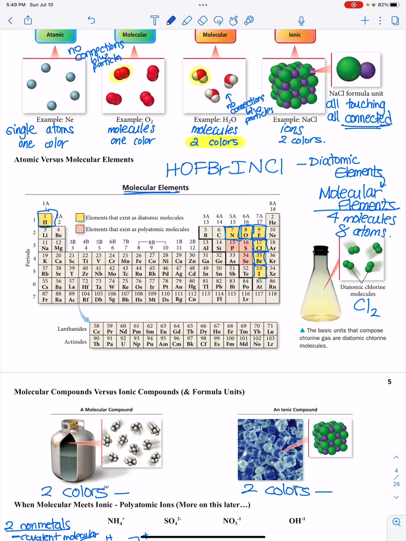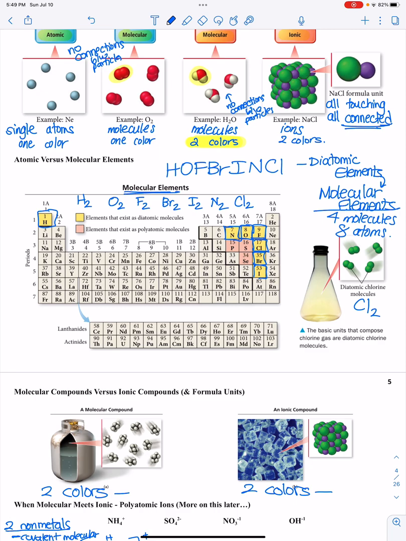I mean, not in the right order, but I'm just putting boxes around them. Hofbrinkel is just an easy way for me to remember it. H2, O2, F2, Br2, I2, N2, Cl2. If you hear any of these element names, you automatically have to know that they are diatomic elements.